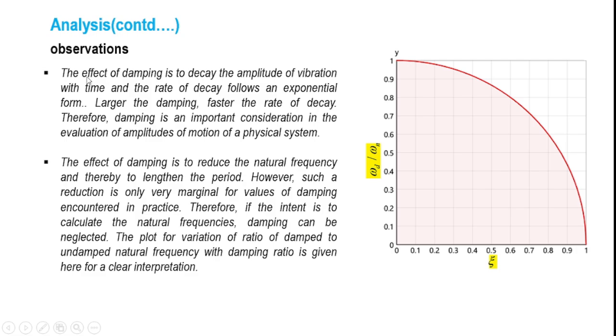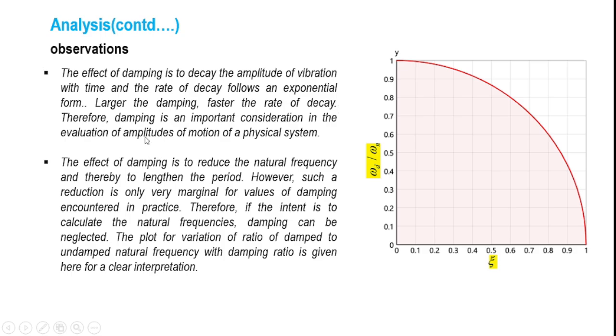So the first observation is, what is the effect of damping on the amplitude? We have already seen that it is very critical. The effect of damping is to decay the amplitude of vibration with time. And we observed that the rate of decay follows an exponential form. And we also observed that the larger the damping, the faster the rate of decay.